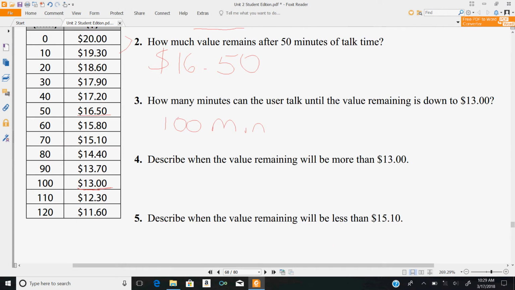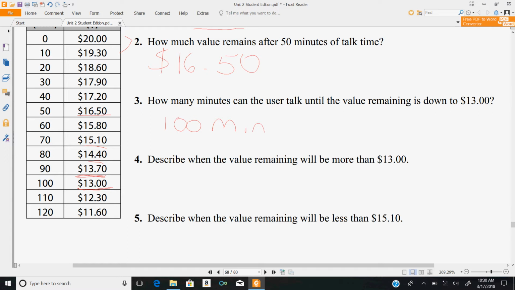Describe when the value remaining will be more than $13. Question 4 and question 5 is really where we had some issues. A lot of people said at 90 minutes, the value remaining will be more than $13. And that's true. But we really want to describe when. And you'll notice at 80 minutes, it's more than $13. At 70 minutes, it's more than $13. And at 99 minutes, it's going to be $13.07. So at 99 minutes, it's going to be more than $13.